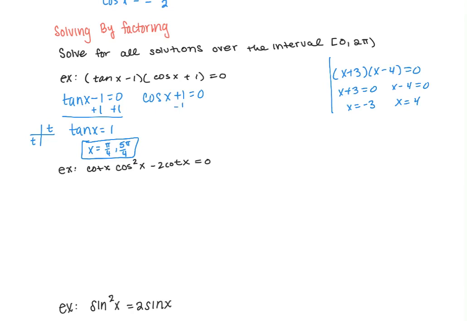And then I can solve this other equation with cosine. Cosine x equals -1.